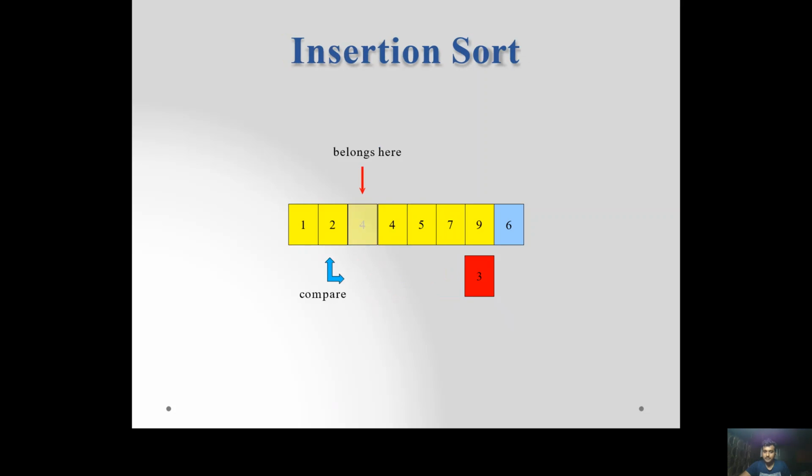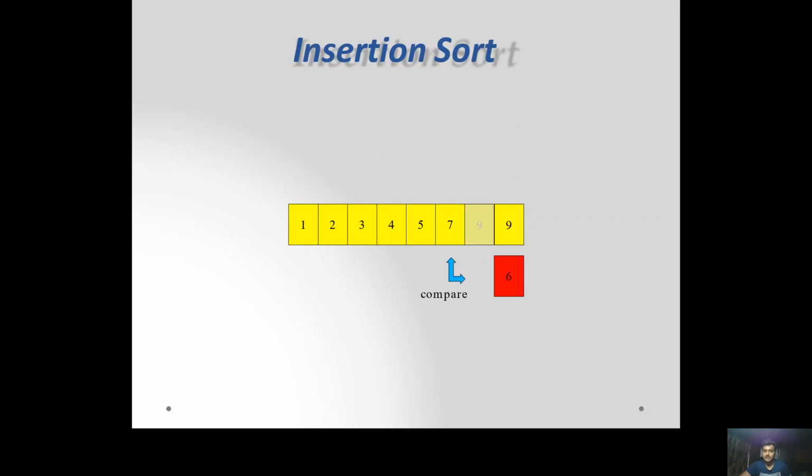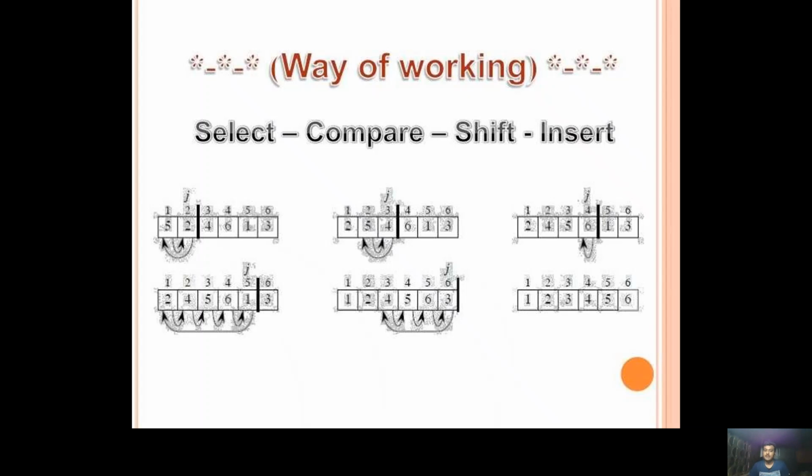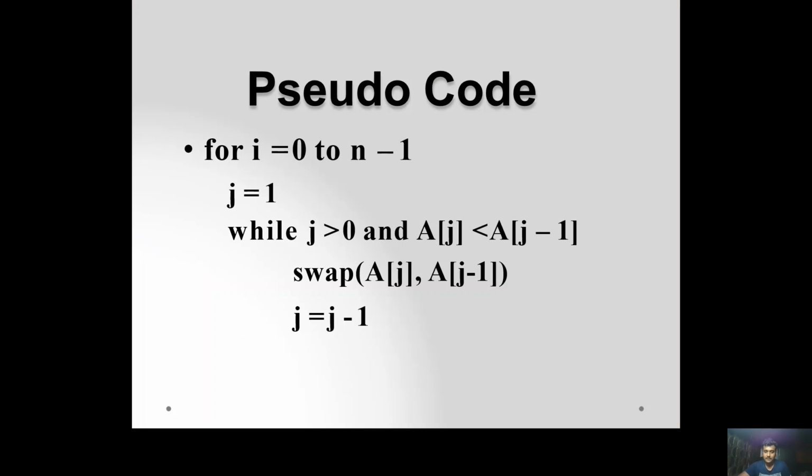Similarly, 3 is compared. And finally, 6. Since all elements have been sorted, we finally get a sorted array using insertion sort. Basically, the way insertion sort works is select, compare, shift, and insert.